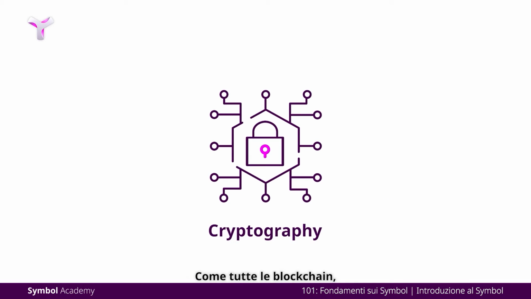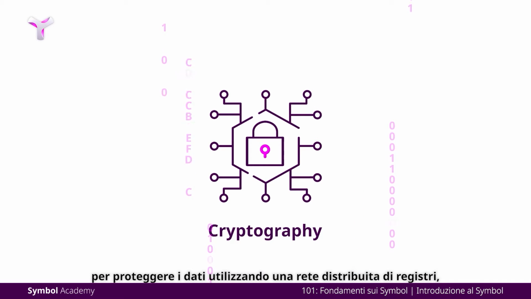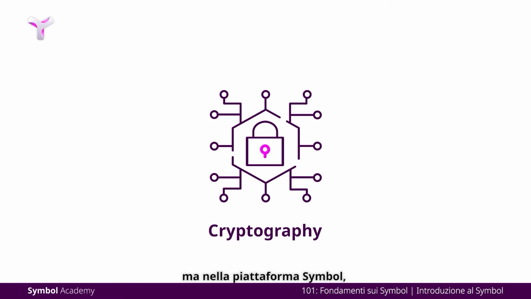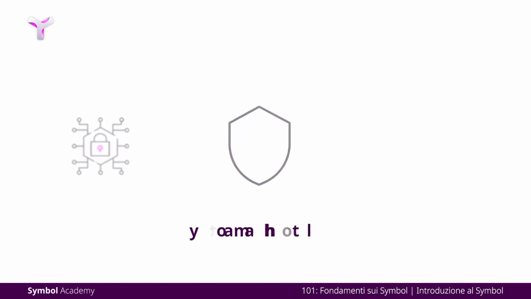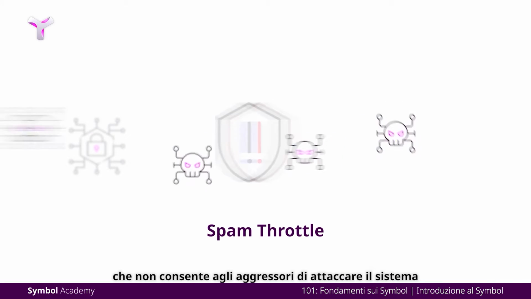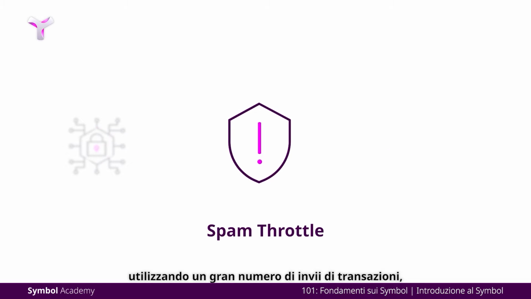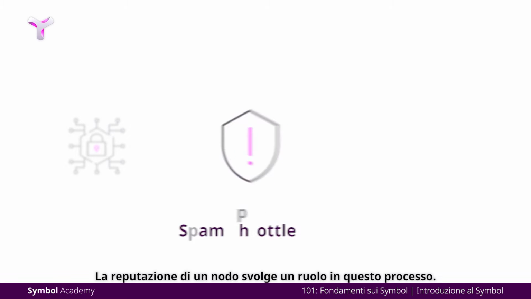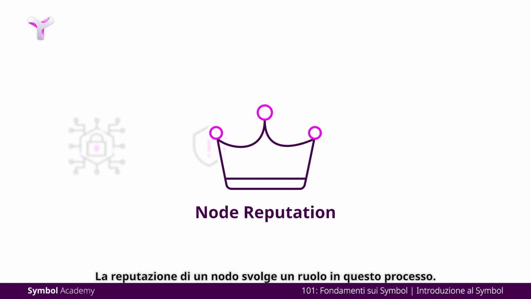Like all blockchains, Symbol implements a cryptographic function to secure the data over the distributed ledger network. But Symbol bolsters its security using extra measures. First, it implements a spam throttle, which prevents malicious actors from attacking the system with loads of transactions, while still letting the honest actors successfully submit a transaction. Node reputation plays a part in this.